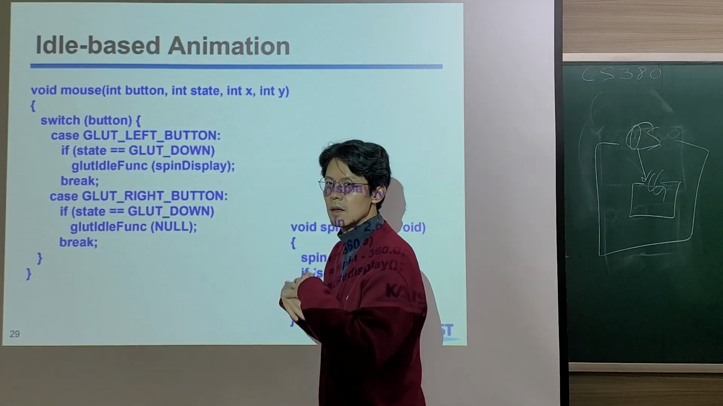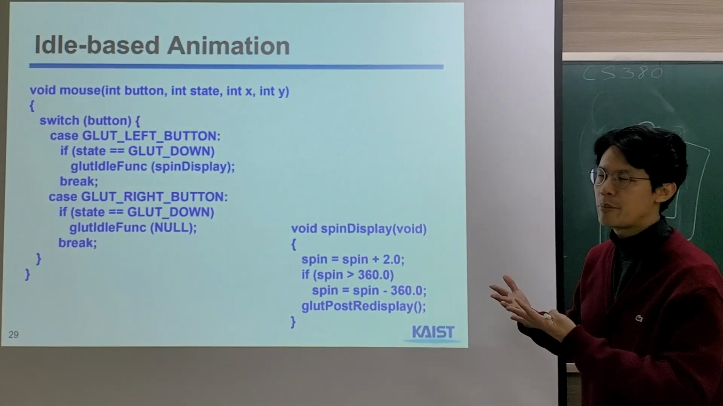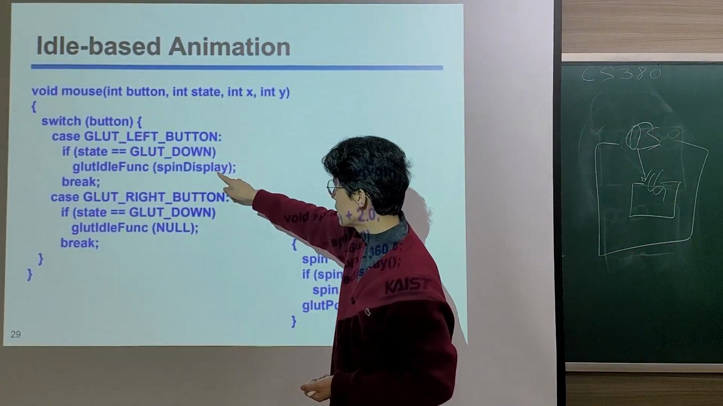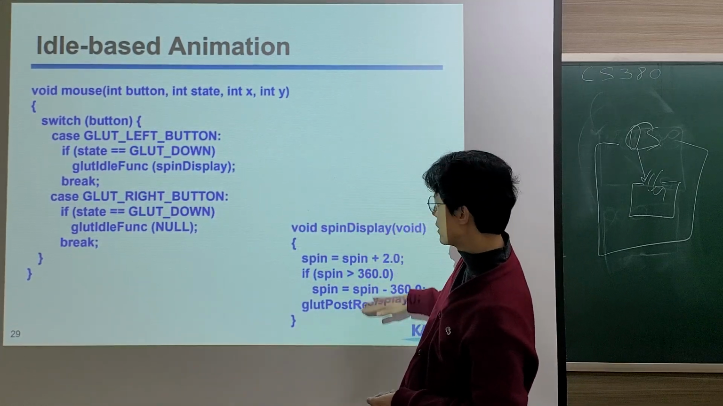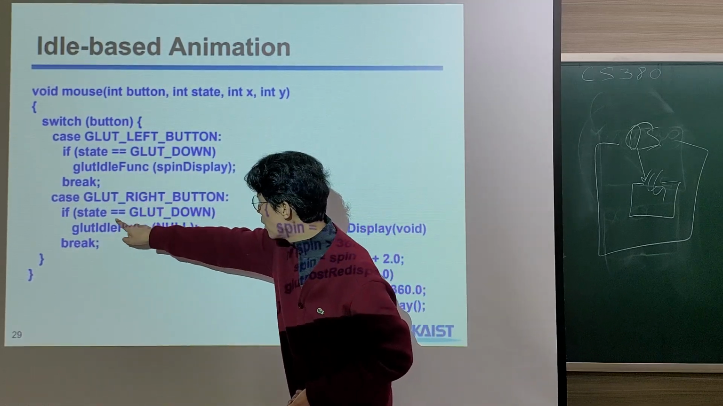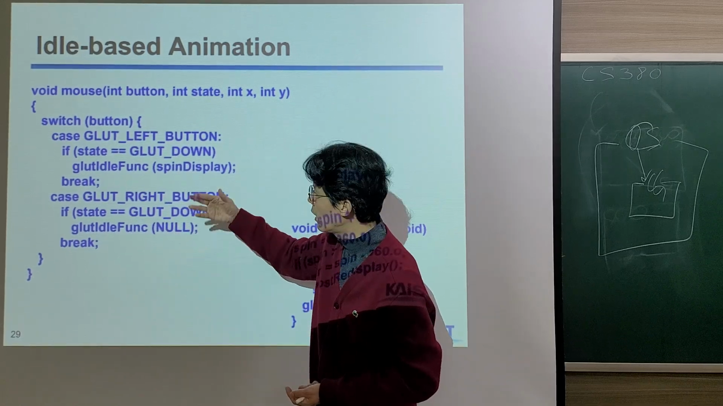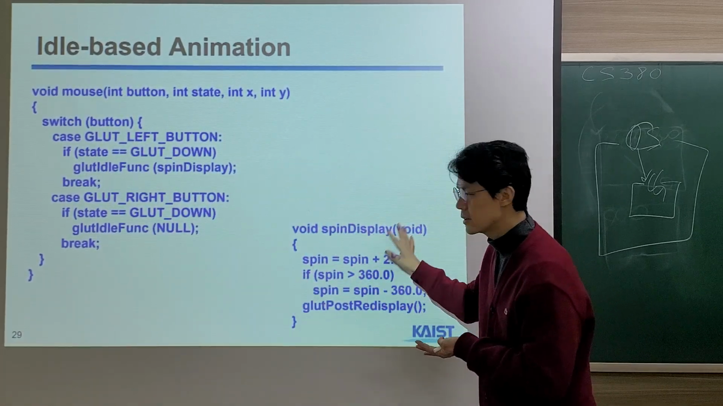It means that when nothing is going on in the CG, in other words, when my application is idle, I ask the OS to call this function, spin display. And then when I click the right button with the state of GLUT down, I register nothing into the idle function. So that's why this function is not called.